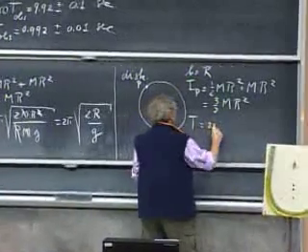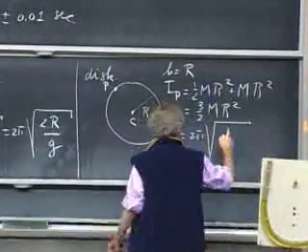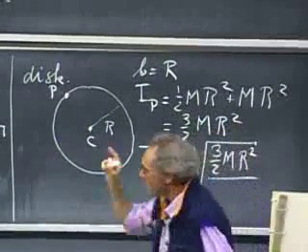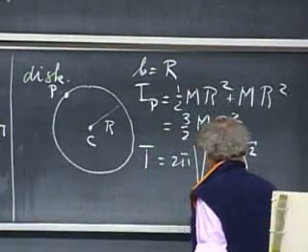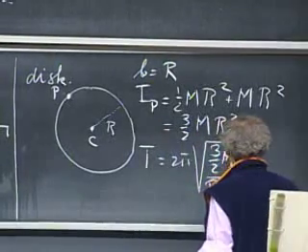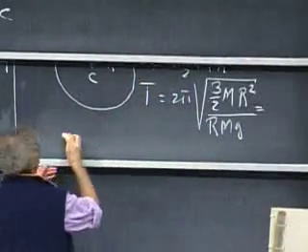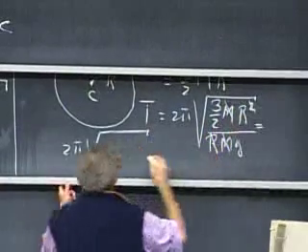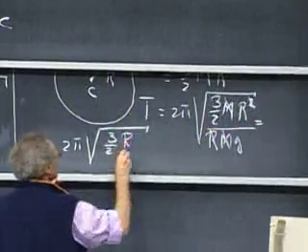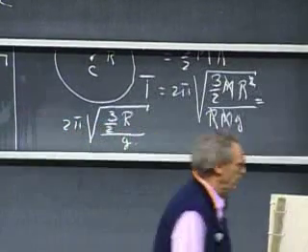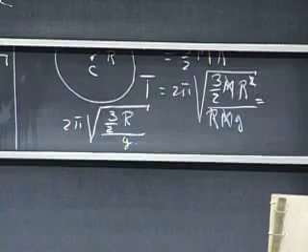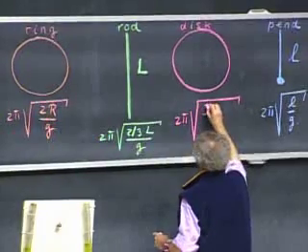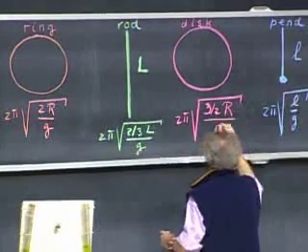So what is the period of oscillation? 2 pi times 3/2 mr squared divided by bmg. B is R, R, m, g, and that equals 2 pi times the square root. I lose my m as always, I lose an r. I get here 3/2 r divided by g. And so let's write that down here. So we have 2 pi times the square root of 3/2 r divided by g.